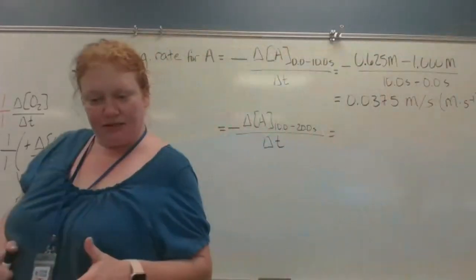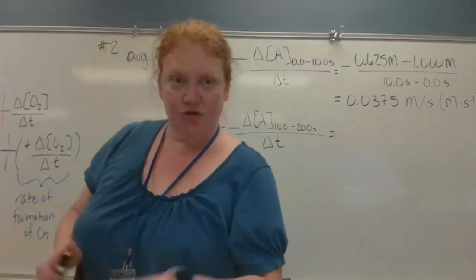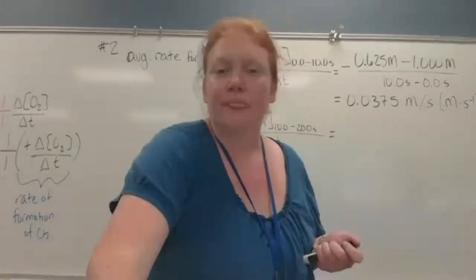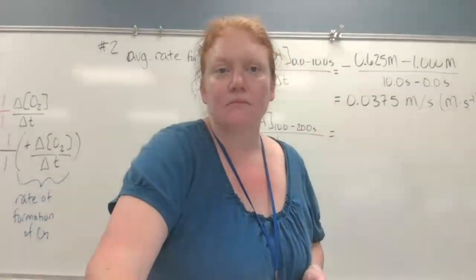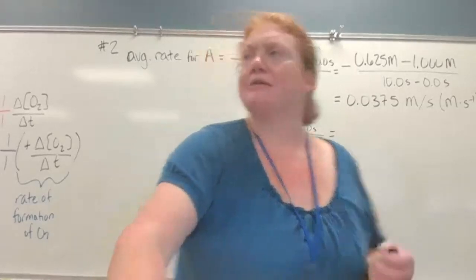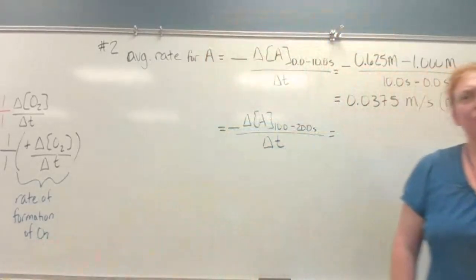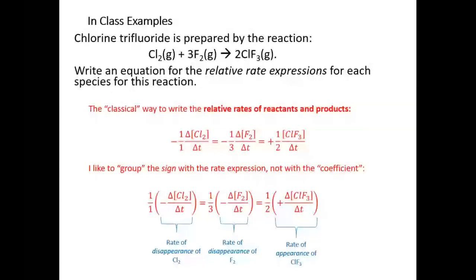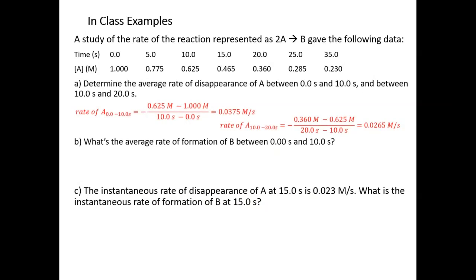From 10 seconds to 20 seconds, I can see our concentration change. What should I see happen to the rate that I'm calculating? The rate should be getting slower, smaller, right? Because this concentration has changed. It does. For this rate, I got 0.0265 molarity per second.